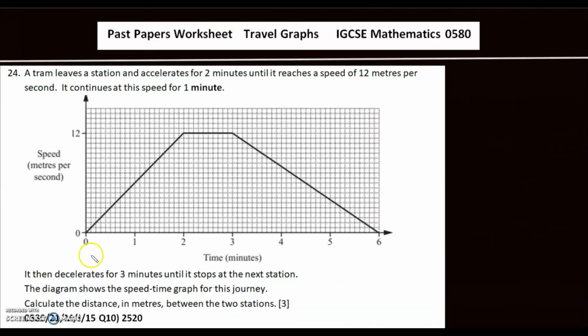Okay, question number 24. A tram leaves the station and accelerates for 2 minutes until it reaches a speed of 12 meters per second. It continues at this speed for 1 minute. It then decelerates for 3 minutes until it stops at the next station. The diagram shows the speed time graph of this journey. Calculate the distance in meters between the two stations. The first thing we should notice in this question is that there is a unit conflict.